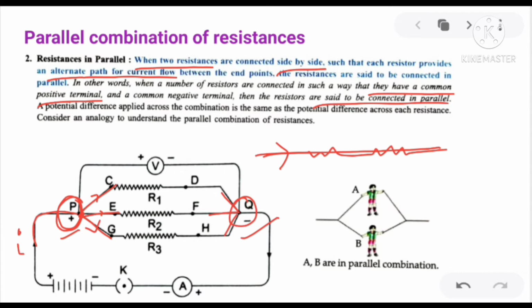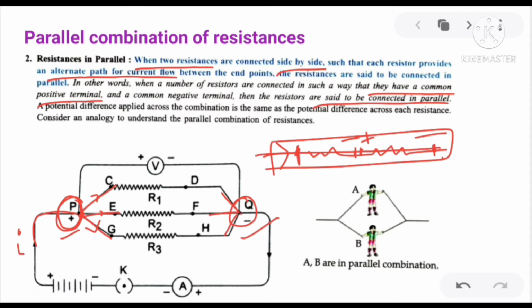But in the series combination, this one is the positive terminal and this one is the negative terminal with respect to this. So they don't have a common terminal in the series combination. Here they have a common terminal: positive for all three resistors, and negative for all three resistors is the same.